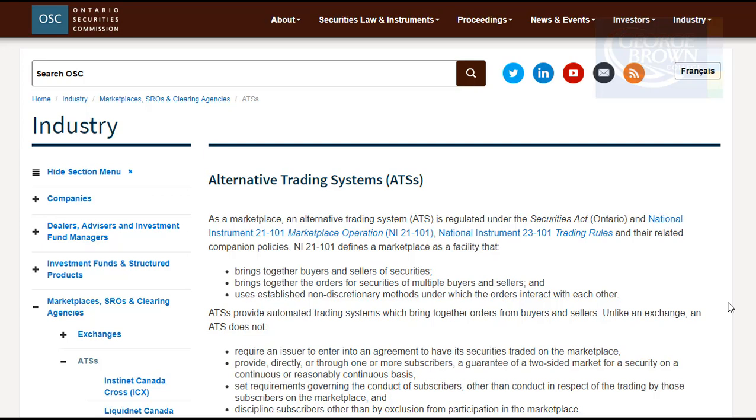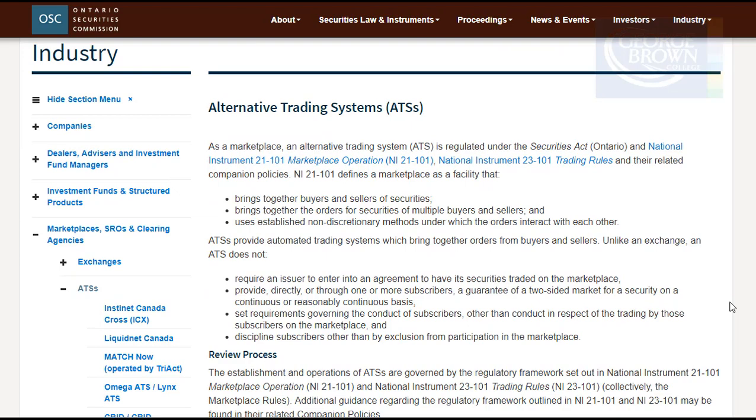But the definition of an alternative trading system is a marketplace. It brings together buyers and sellers of securities. It brings together the orders for securities of multiple buyers and sellers, and uses established non-discretionary methods under which the orders interact with each other. So ATS, alternative trading systems, provide automated trading systems which bring together orders from buyers and sellers.